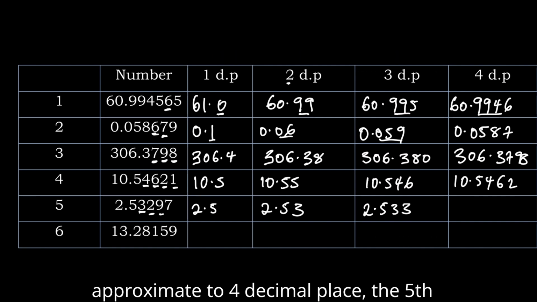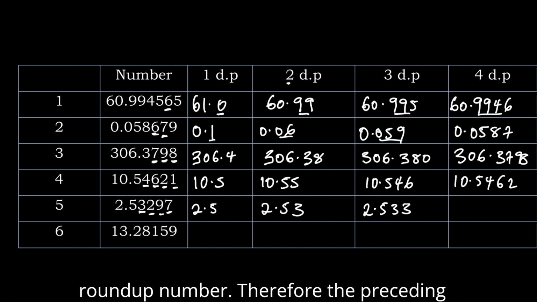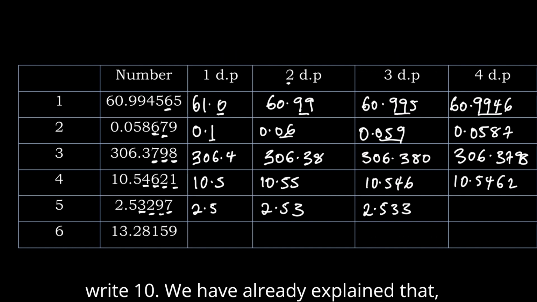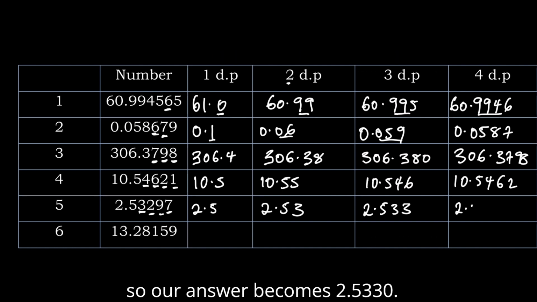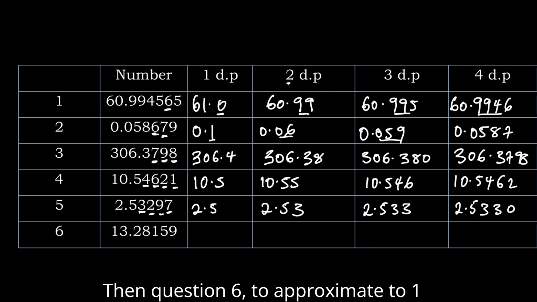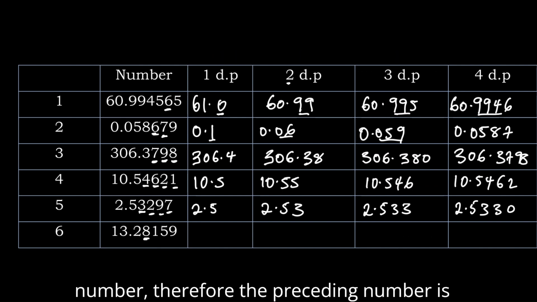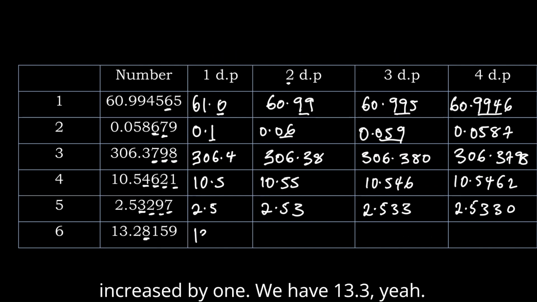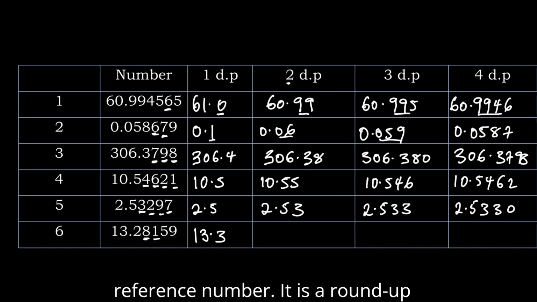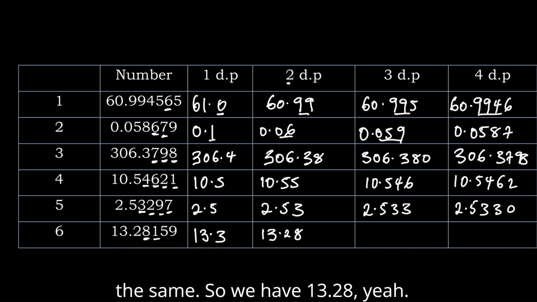Then to approximate to four decimal place, the fifth number after the decimal point becomes your reference number, and this is a round up number, therefore the preceding number is increased by 1, but we cannot write 10. We have already explained that, so our answer becomes 2.5330. Then question 6, to approximate to one decimal place, the second number becomes your reference number. It is a round up number, therefore the preceding number is increased by 1. We have 13.3 here.